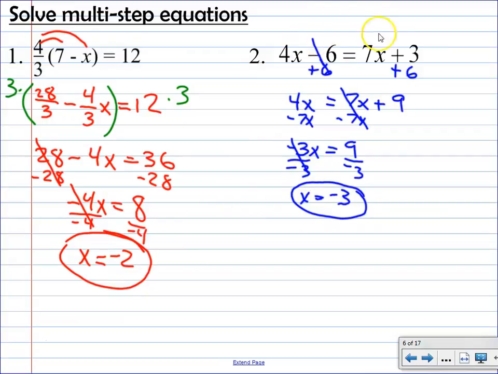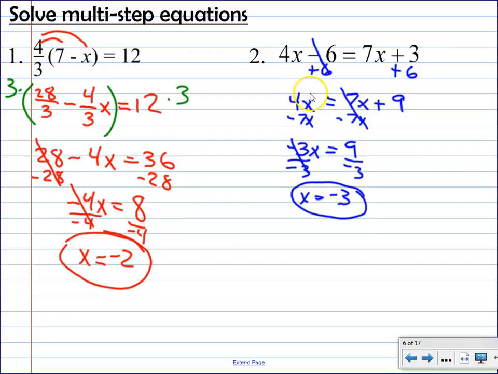Second example, notice we had x's on both sides of the equation. So there are multiple ways we could do that. This is just one example, or one way to solve it. There are multiple ways to do it. I added 6 to both sides. And then I had to get x's alone on one side. So here I have 4x, here I have 7x.